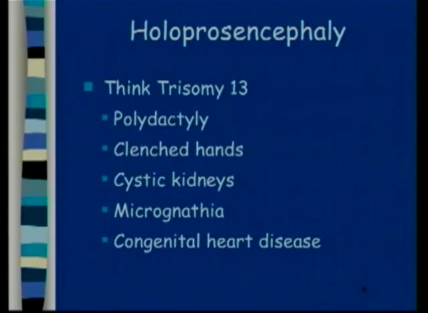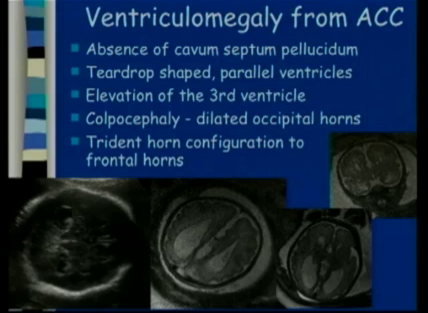Anytime you see a fetus with possible holoprosencephaly, you should think trisomy 13. Trisomy 13 has polydactyly, so you want to go look at their hands and see if you can count the digits or whether they're clenched and you can't even count them. They can have large cystic kidneys that are usually echogenic. They have micrognathia and congenital heart disease.